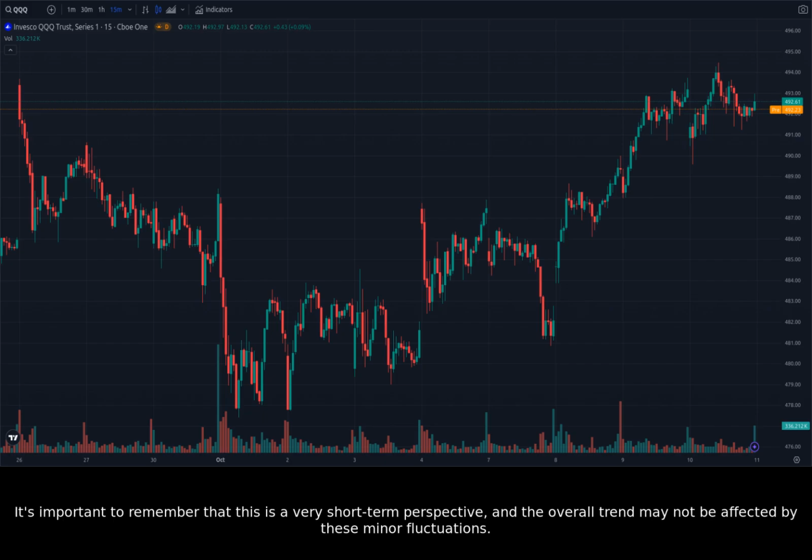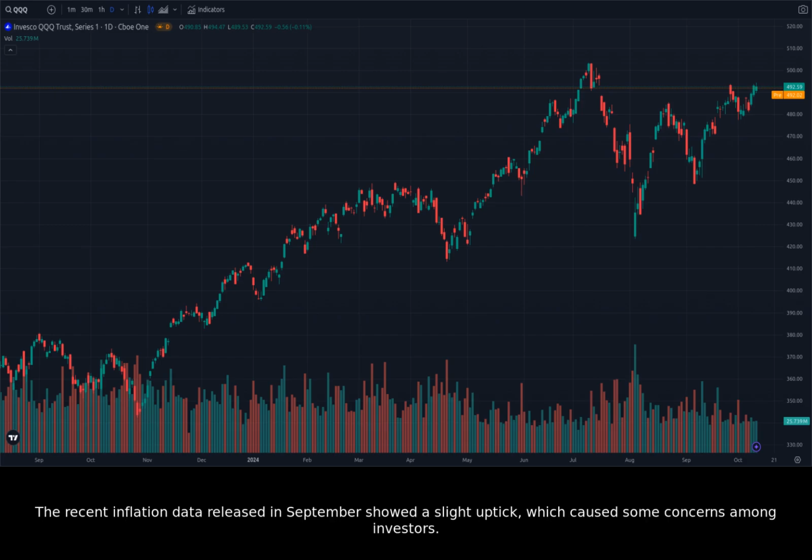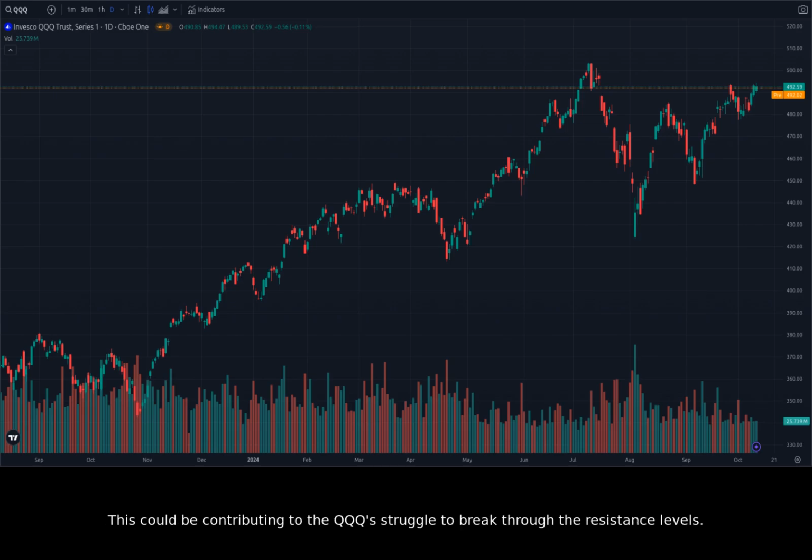It's important to remember that this is a very short-term perspective, and the overall trend may not be affected by these minor fluctuations. Let's analyze the correlation between the news and the chart data. The recent inflation data released in September showed a slight uptick, which caused some concerns among investors. This could be contributing to the QQQ's struggle to break through the resistance levels.